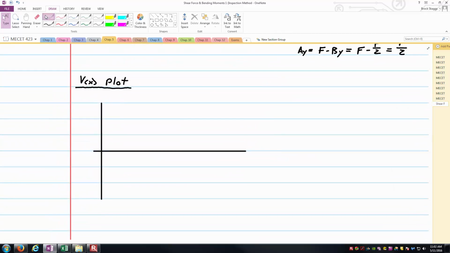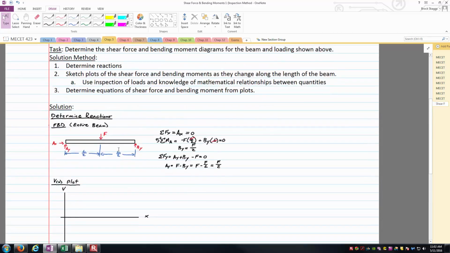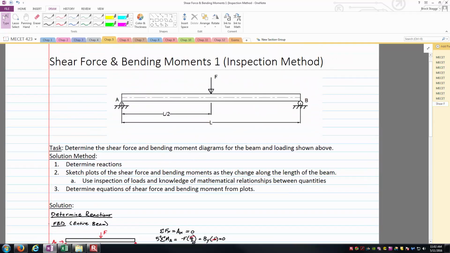Alright, so this will be our internal shear force plot. On the vertical axis, we're going to have the internal shear force, and the horizontal axis will be x, which will be our position along the length of the beam. This x equals 0 spot here on the far left is going to correlate with point A on our actual loading diagram and the far left end of the beam.